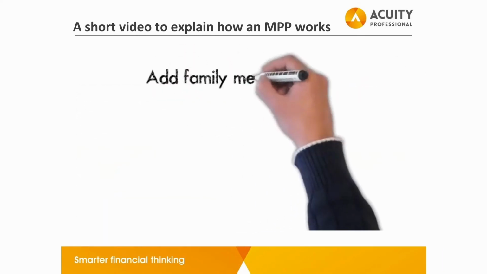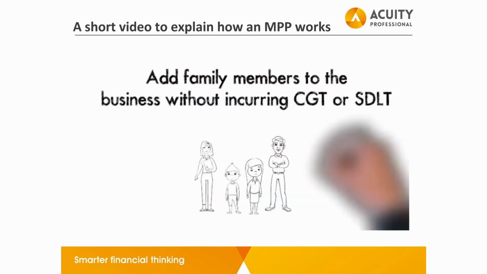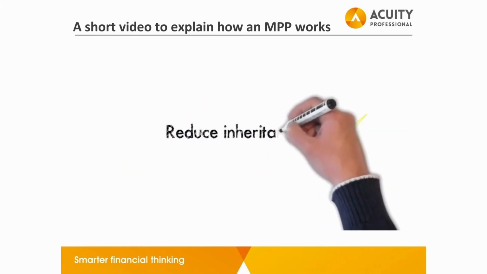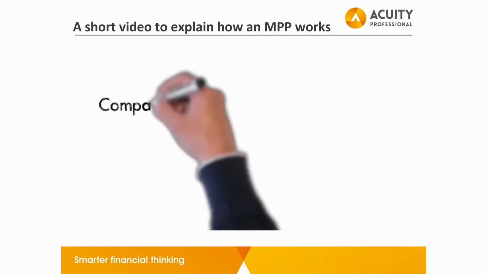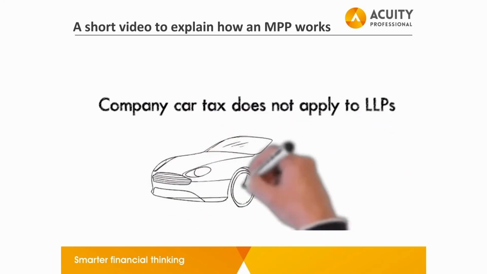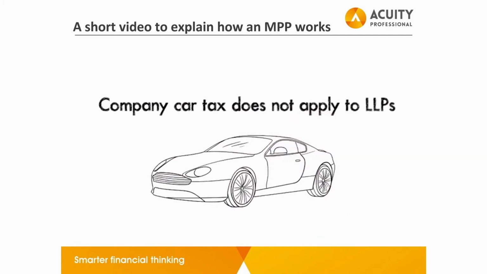It allows the future transfer of the properties to a limited company. You can add family members to the business without incurring CGT or SDLT. Adding family members to the business may reduce inheritance tax. And finally, company car tax does not apply to LLPs, so you may be able to apportion a section of your car costs to the LLP, which may save you tax.